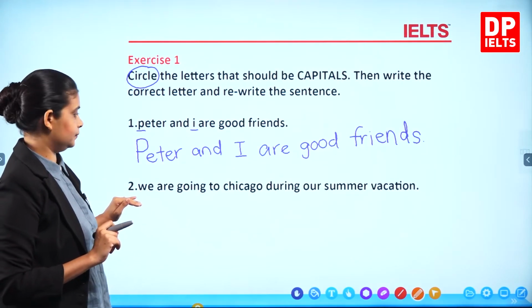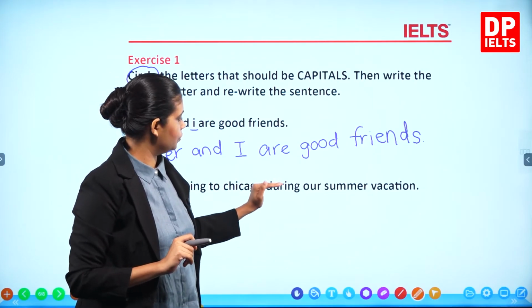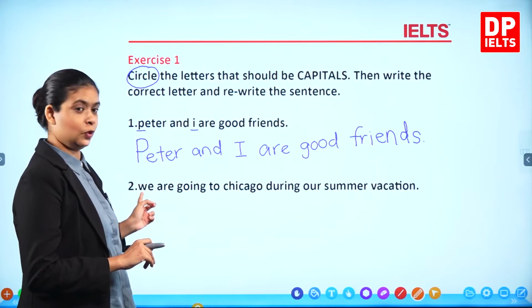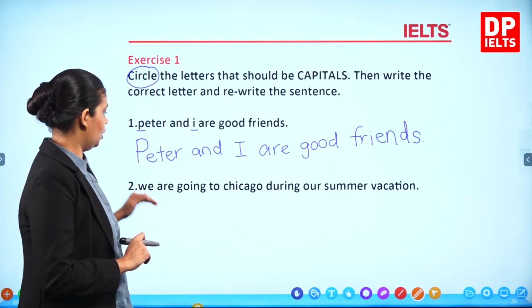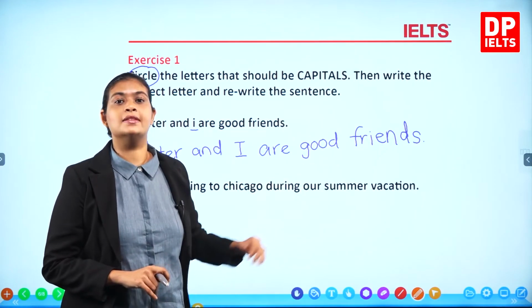Second one, we are going to Chicago during our summer vacation. Let us have a look at the second example. We are going to Chicago during our summer vacation.